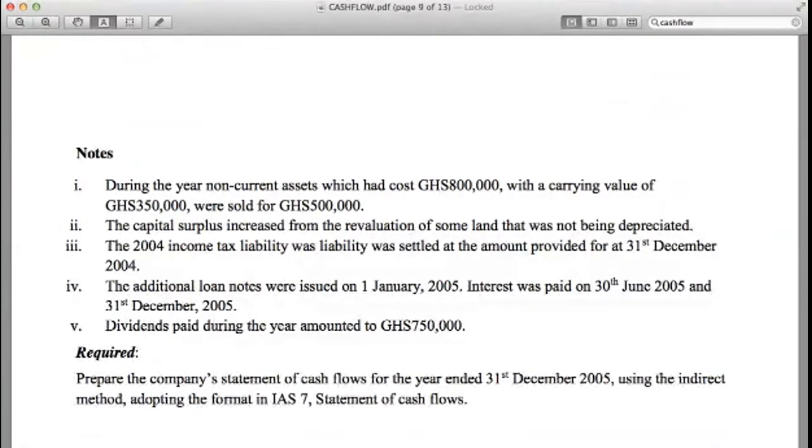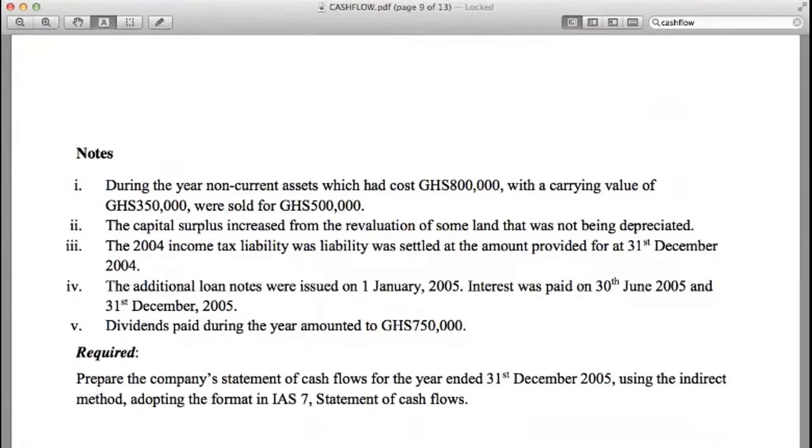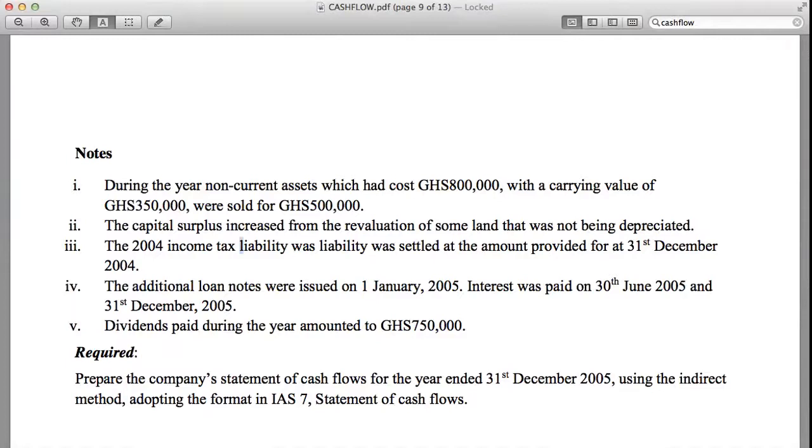Income tax liability. Was it the one that settled in 2004? No, let me take it again. The 2004 income tax liability was the one that settled. In fact, that liability is supposed to not be there. This figure is a repetition. The 2004 income tax liability was settled, so it should not be there.